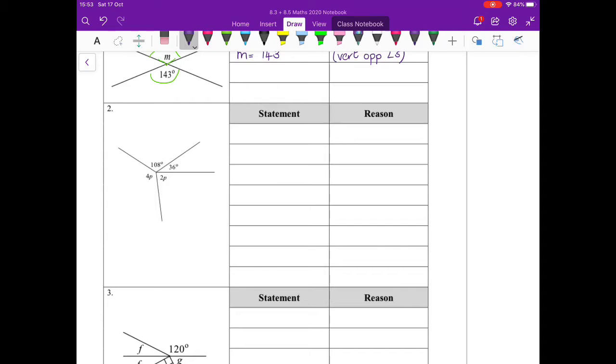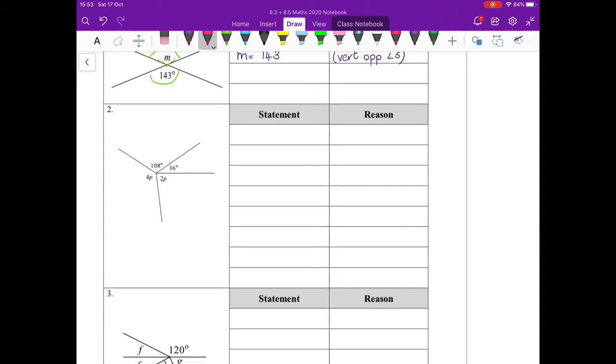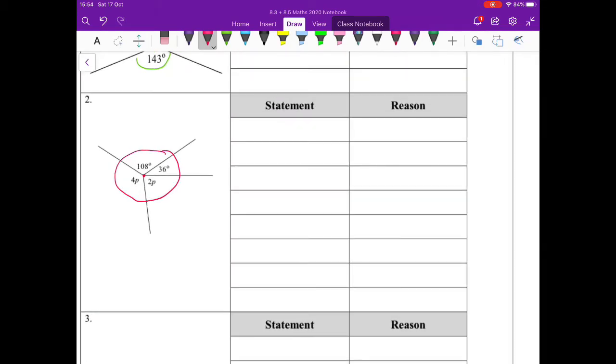Let's have a look at number 2. The first thing I look at, I see there are a whole lot of angles, but they share the same vertex. So these are angles round a point. I need to write a plus statement to describe the diagram. So 108 degrees plus 36 degrees plus 2p plus 4p equals 360 degrees. Reason: angles round a point.